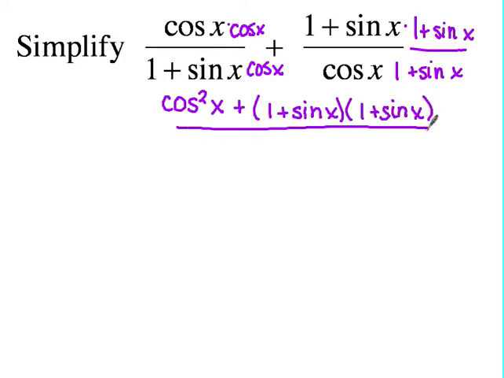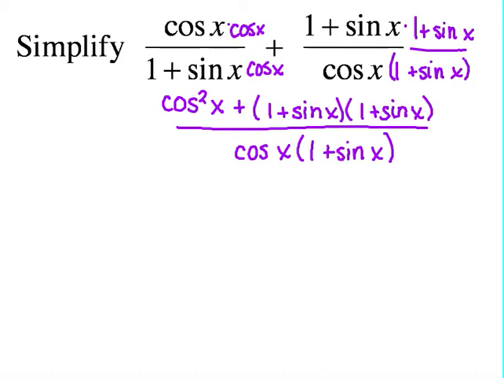Wait, why is the sine on the bottom? It's 1 plus sine because you have to have a common denominator. And the common denominator in this case is cosine times 1 plus sine. Now, some people probably are going to want to distribute that cosine. Don't. Leave it factored till the very end.